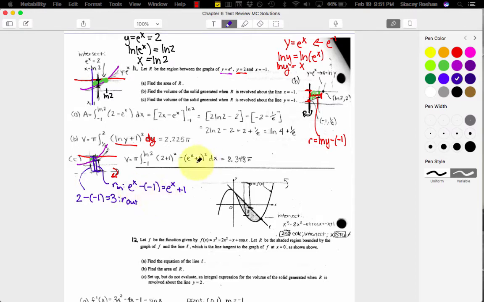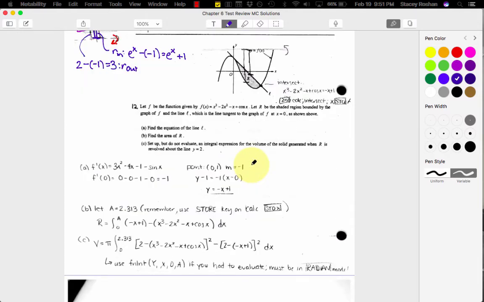I did this question purely on my calculator, so I just used fnInt to solve. Now number 12 is a cool one, which usually means that you have to think for a moment, but once you do, it becomes really cool. And so in this question, it says, let f be the function given by this big long thing.